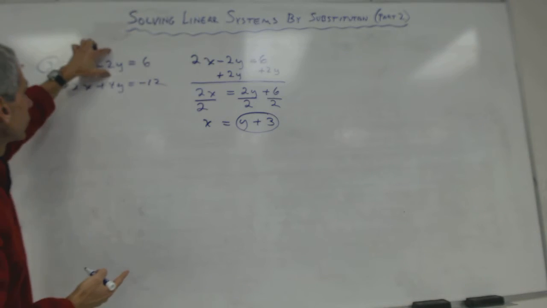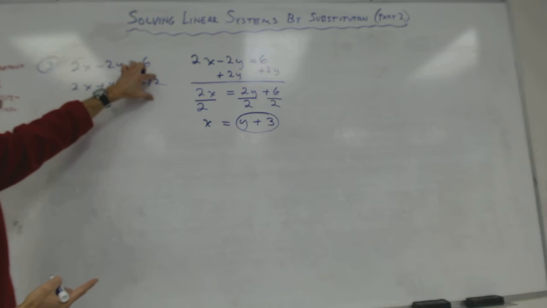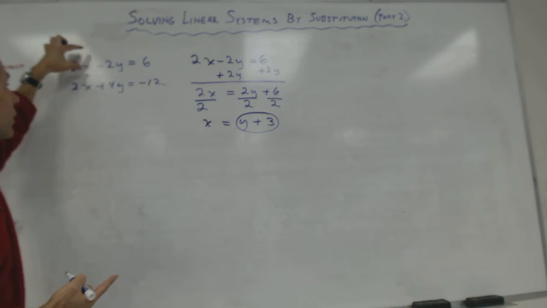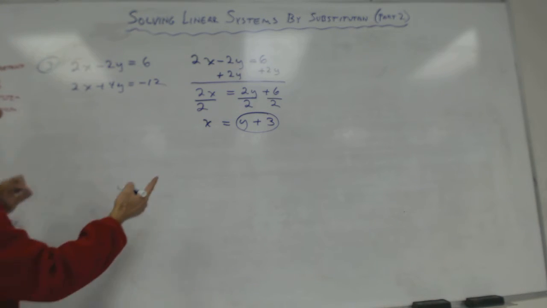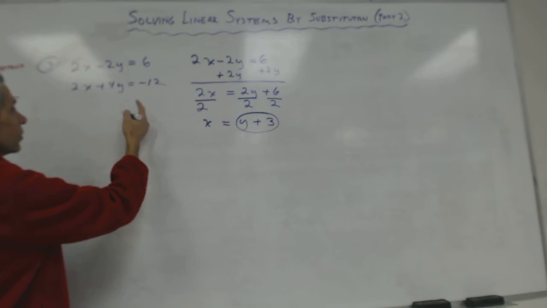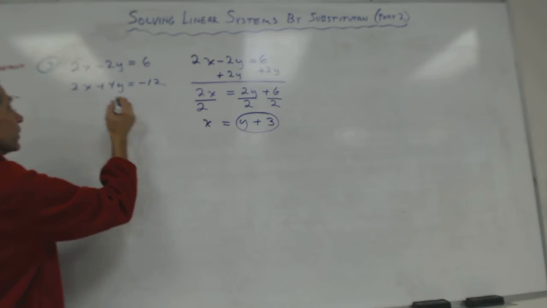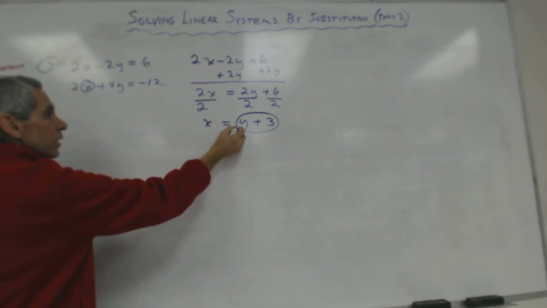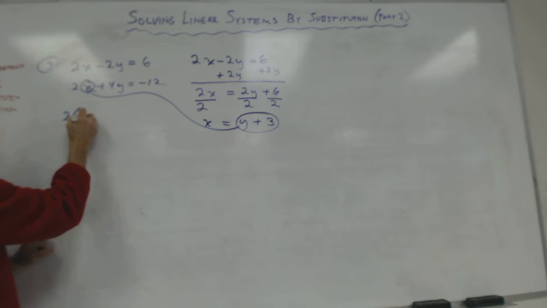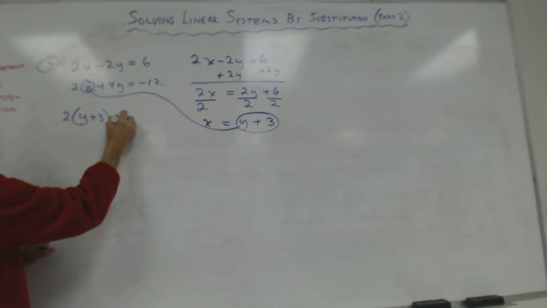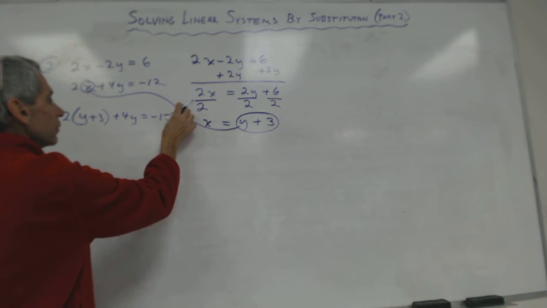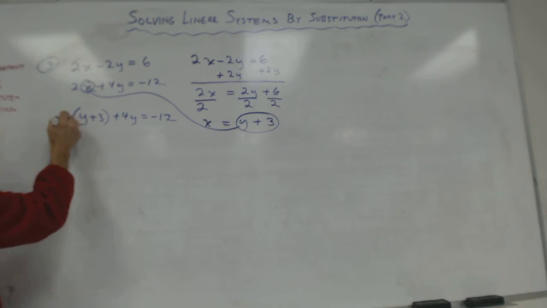So I can circle what x equals, and we use this equation. Now I'm going to go back down to the other equation. It wouldn't be a good idea to use this in the equation that you used to get this. You want to go to the other equation. So y plus 3 is the same as x, and this is going to be replaced in there. So I've got 2 times (y plus 3), plus 4y is equal to negative 12. Now I'm going to use my distributive property.